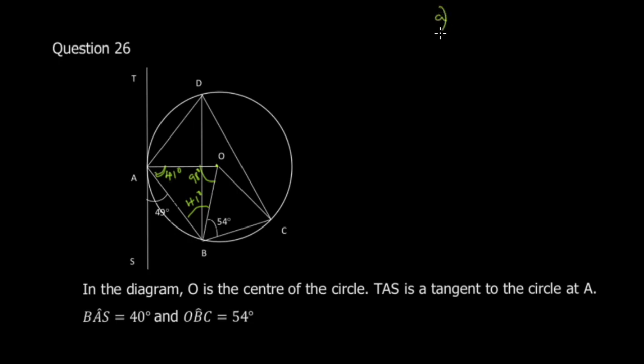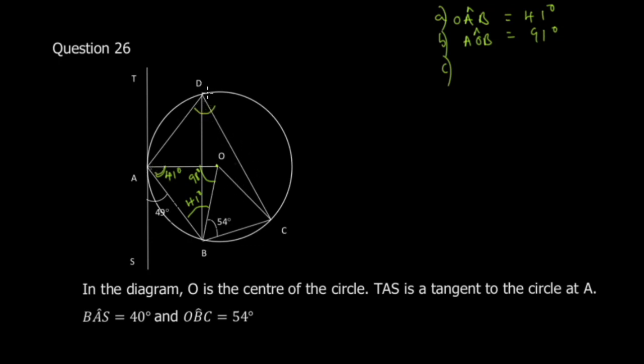So let me just write quickly. OAB is equal to 41, we said. And the B part, AOB is equal to 98 degrees. The C part, ADC, this angle here, that's what we have to find.